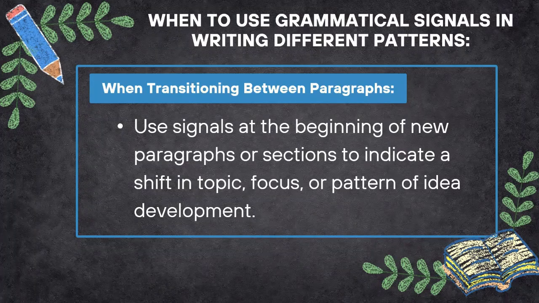For example, you have the first paragraph, and then for the second paragraph, you use grammatical signals to indicate that it is additional information or a counterclaim to that first claim that you stated. So we use it at the beginning of new paragraphs or sections.